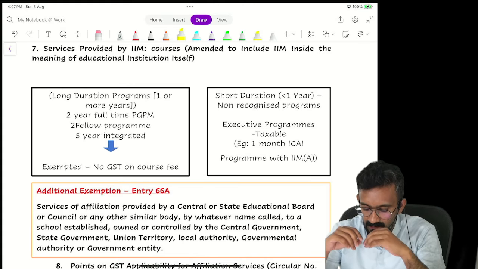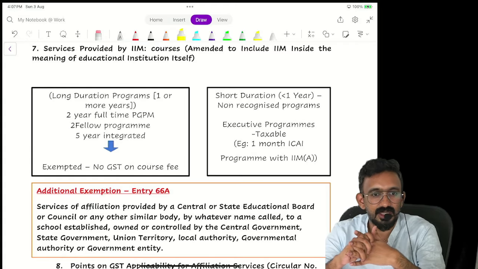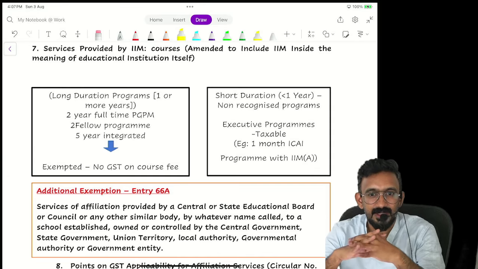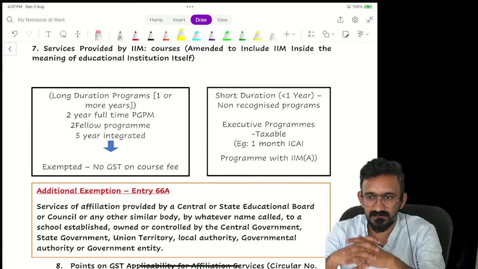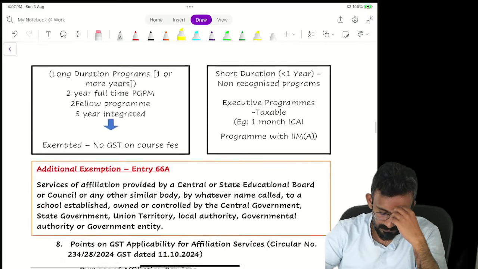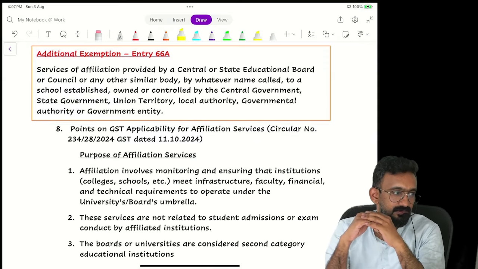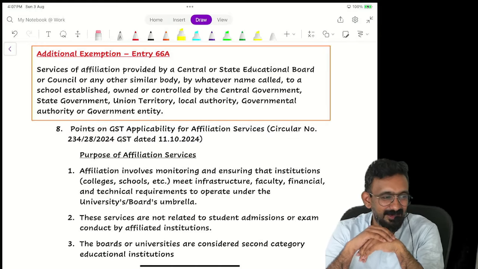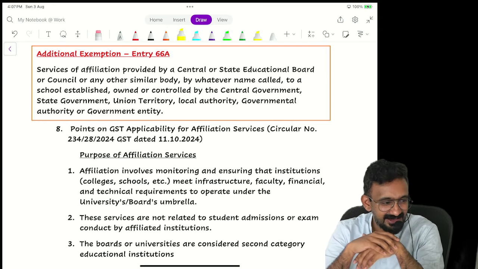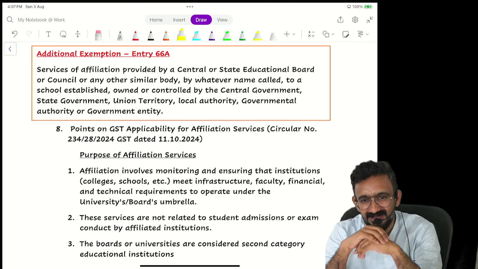Short duration, less than 1 year, non-recognized program, like executive program. ICA did one executive program with IIM Ahmedabad. 1 month program on strategic cost management. Taxable or exempt? Taxable. Last exam. This was an amendment, so they asked already. 11/10/2024. It is May amendment.